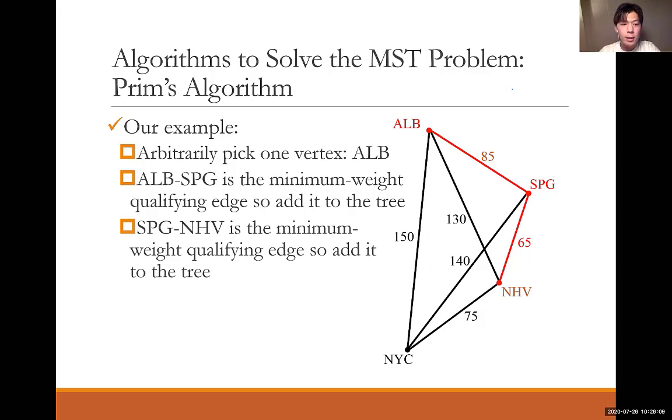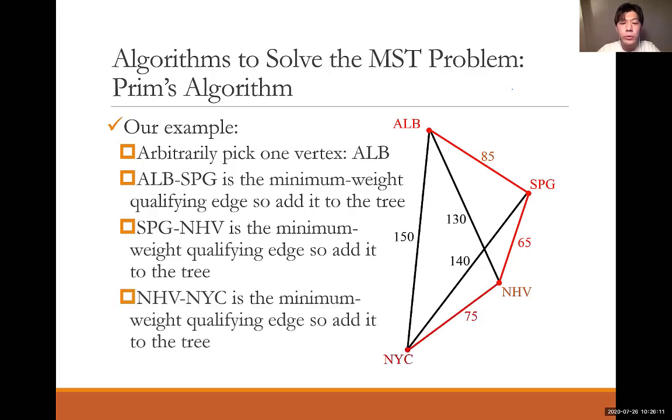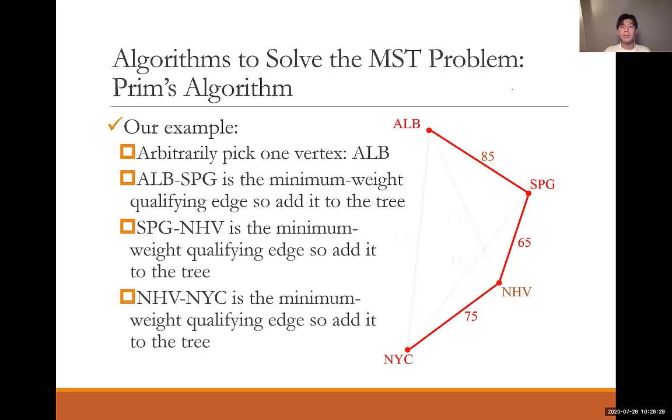And then the last step is to connect an edge to New York City. We also see that the minimum weight one is the one from New Haven to New York City. So we will also add this edge to our tree. And then we can see that this is simply our minimum spanning tree for our example.